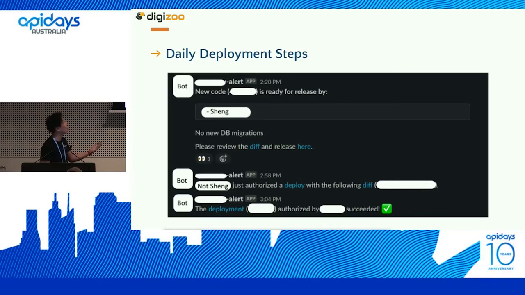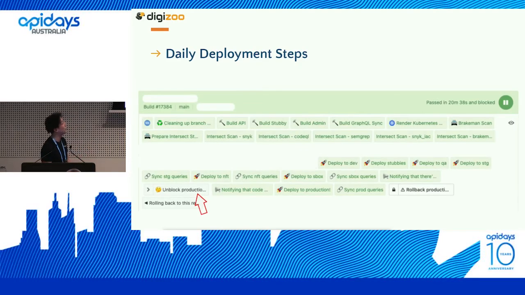So just an example of what that looks like, what we have is an automated Slack message saying, hey, new code is ready to be released. You can click on that diff to see the differences between the code. This is to make sure that no one's on top of each other. If you are reviewing a code release, you can react to that message to show that, hey, someone's on top of it. And then afterwards, you see that someone else other than Sheng has authorized the deploy, and this deploy was successful.